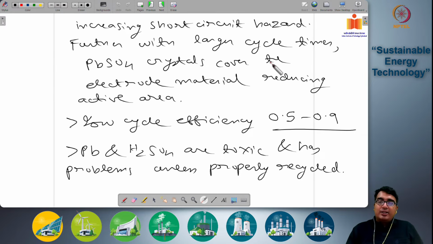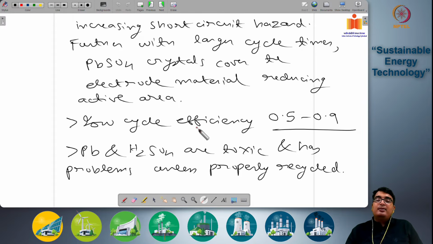Further, with larger cycle times, lead sulfate crystals cover the electrode material, reducing active area. As the cycle times increase, not all of the lead sulfate gets converted back into lead during the recharging process, and the excess lead sulfate starts to cover the active lead material and the lead oxide material, reducing the active area of the electrodes.